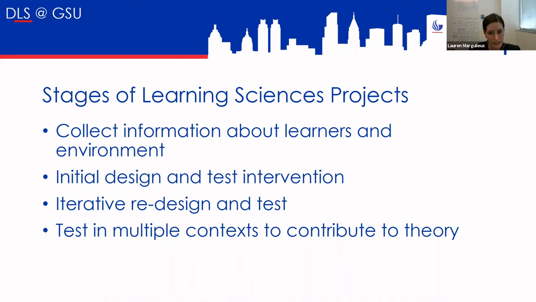The stages of learning sciences projects come in four different stages, and these use all sorts of methods. The first stage is collecting information about learners and the environment, because we're not just concerned with cognition, but also with the context in which it happens. This is an observational process. Then comes initial design and testing of the intervention, and iterative redesign and testing, which is the design experiment stage. And then testing in multiple contexts to contribute to theory is usually a quasi-experimental or experimental condition.